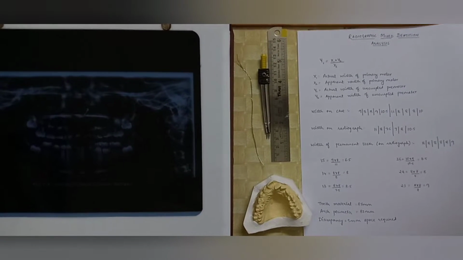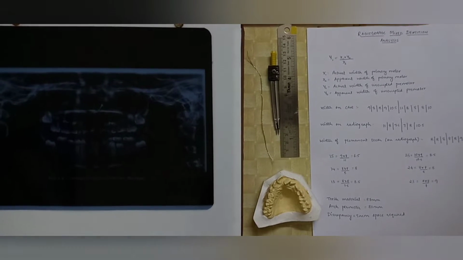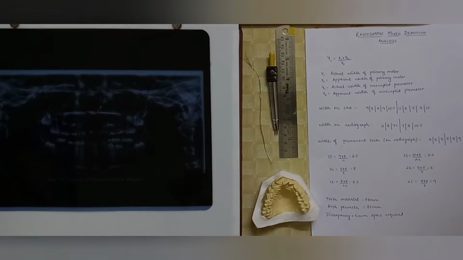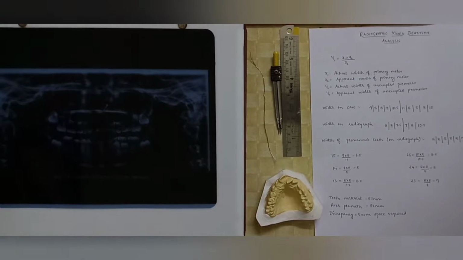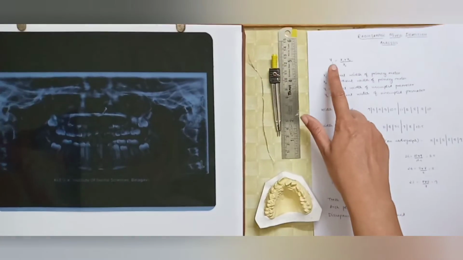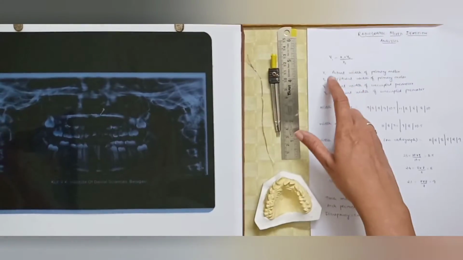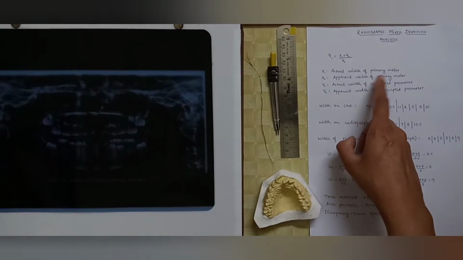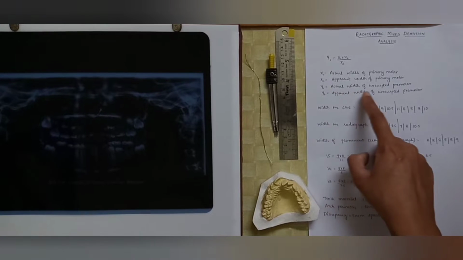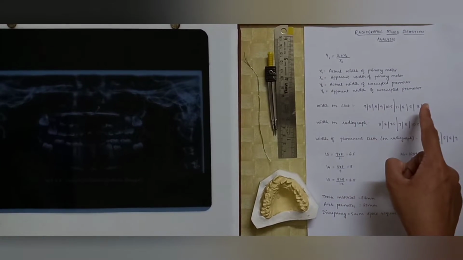Then we are going to see the width of the teeth on the radiograph, that is the OPG that we have over here. We are also going to see the width of the permanent teeth present in the bone which are not yet erupted, and analyze what the actual width of those teeth will be when they erupt into the oral cavity. We have one formula: y1 is equal to x1 into y2 upon x2, where x1 is the actual width of the primary molar, x2 is the apparent width of the primary molar, y1 is the actual width of the unerupted premolar, and y2 is the apparent width of the unerupted premolar.